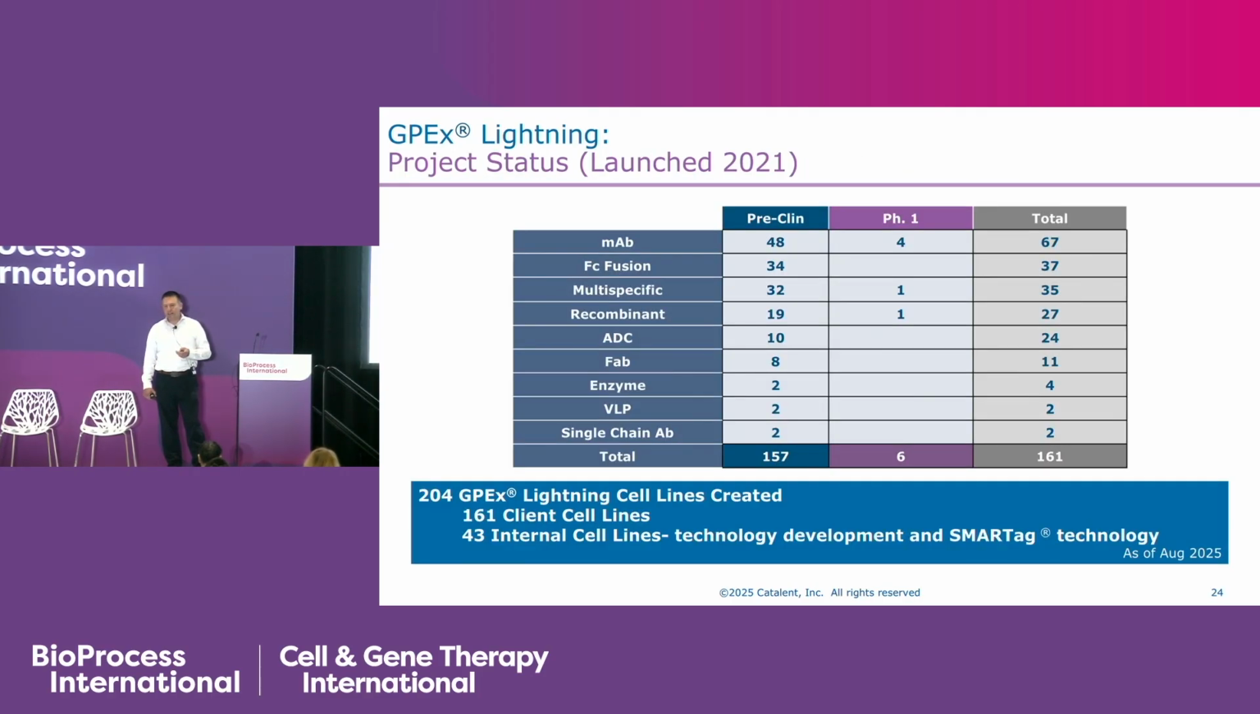So where we stand on Lightning: we launched this system in 2021, with this digital expression as a more recent development of it. We started out with a normal bicistronic vector. We've done a variety of molecules, and we tend to attract clients that have very interesting designs on their molecules, and we're pretty good at executing on that. We've done a total of 204 projects, 161 for clients, and 43 internal to develop the technology, and also to pair it with our SMART tag targeted ADC, targeted conjugation technology with the Lightning system.